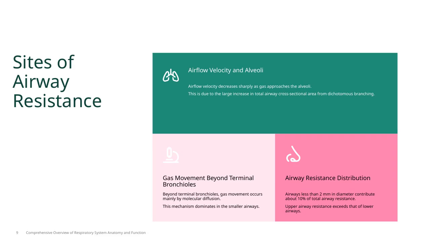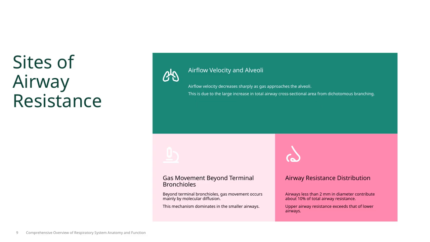Now, let's take a closer look at airflow velocity and how it changes as air moves through the respiratory system. As gas approaches the alveoli, the airflow velocity decreases sharply. This might seem counterintuitive at first, but it makes sense when you consider the large increase in total airway cross-sectional area that occurs due to dichotomous branching. Essentially, the airways split repeatedly, spreading out the airflow and slowing it down as it reaches the tiny alveoli where gas exchange happens.